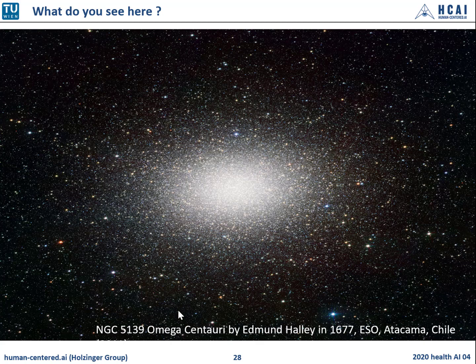Here we see a globular star cluster. This is called NGC 5139, also called Omega Centauri, and this was discovered by Edmund Halley in 1677. What we see here has a diameter of about 90 light years. So the light needs 90 years to travel through this object, and it includes several millions of stars, and this is approximately 16,000 light years away from Earth.